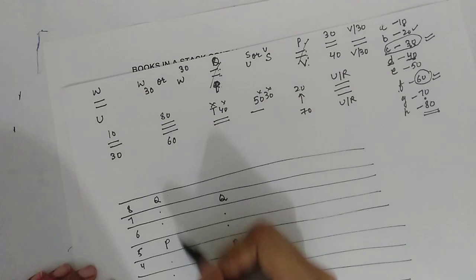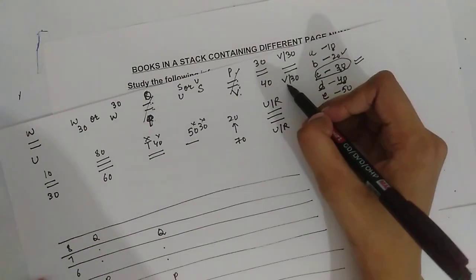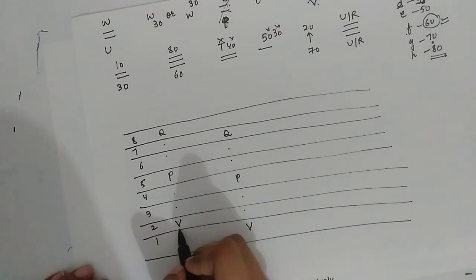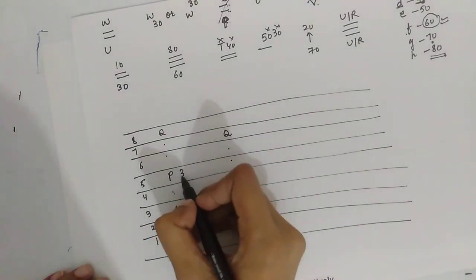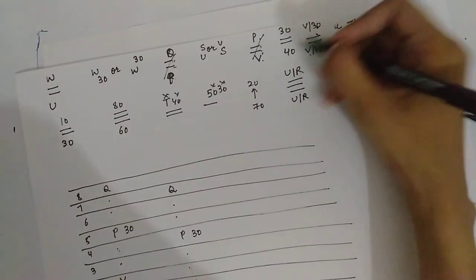Now see anything related to these 3 books. Yes, V and the book having 30 pages have 2 books in between them. We have V. So 1, 2. 30 can come here. 1, 2. 30 will come here. Fine.